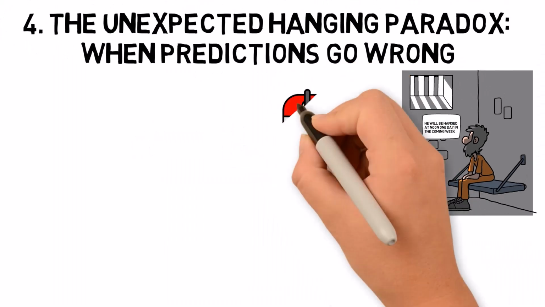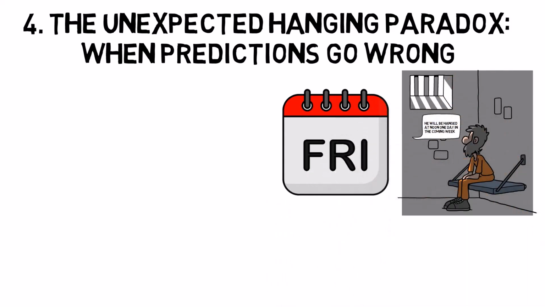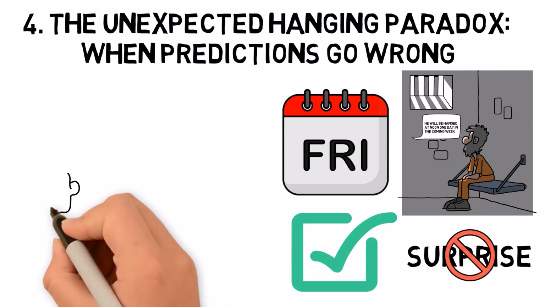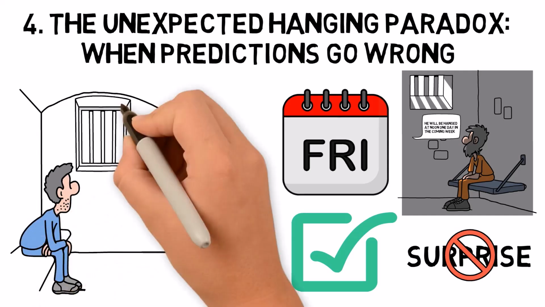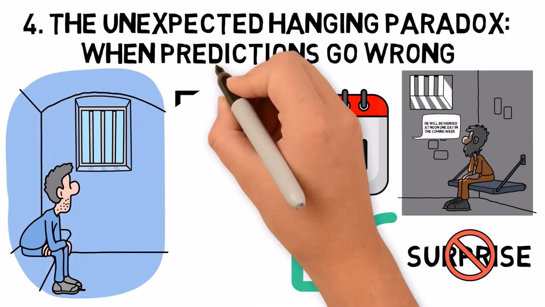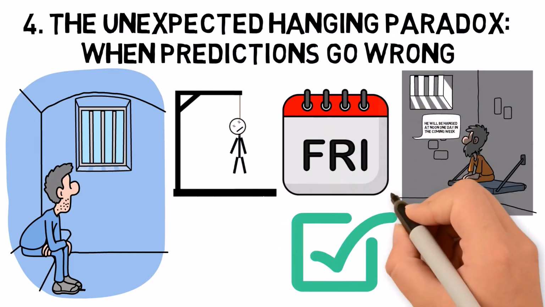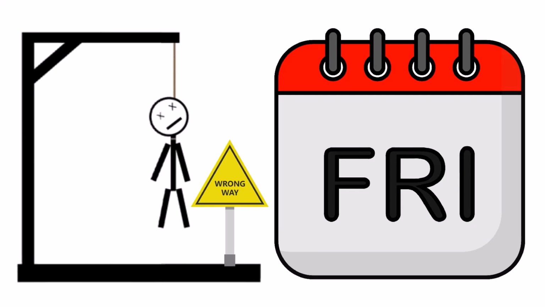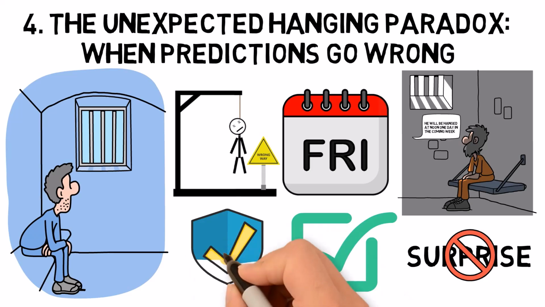The prisoner tries to figure out the day by reasoning that it can't be Friday, because if he hasn't been hanged by Thursday, he'll know it's happening on Friday, ruining the surprise. He continues this reasoning for each day until he concludes that the hanging can't happen at all. However, when he's hanged on a day he didn't expect, it still ends up being a surprise. This paradox shows how our predictions and expectations can sometimes lead us in the wrong direction, even when our reasoning seems solid.